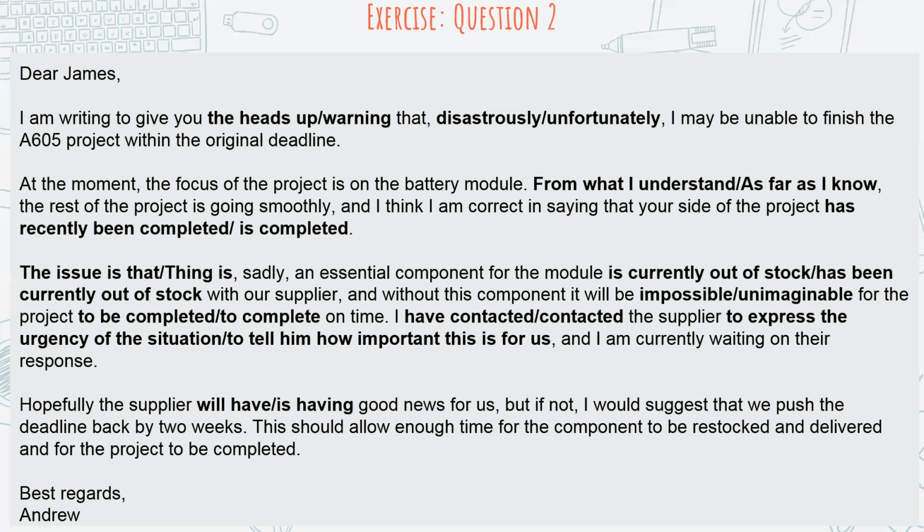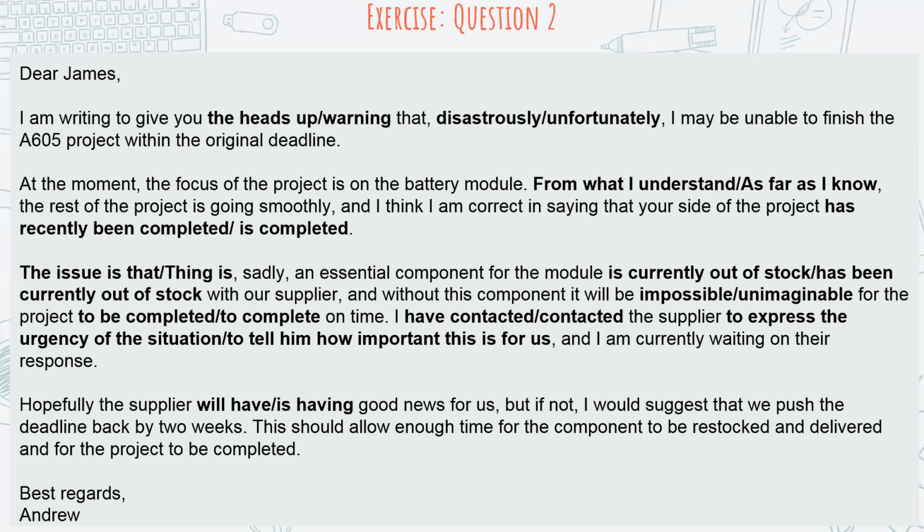Okay. For the first one, we should use the expression "the issue is that." This is a bit more formal than something like "the thing is," which is informal. The issue is that sadly an essential component of the module is currently out of stock, or an essential component of the module has been currently out of stock. Which one would you use? Of course, we would use "is currently out of stock." This is the correct expression, grammatically speaking, of course.